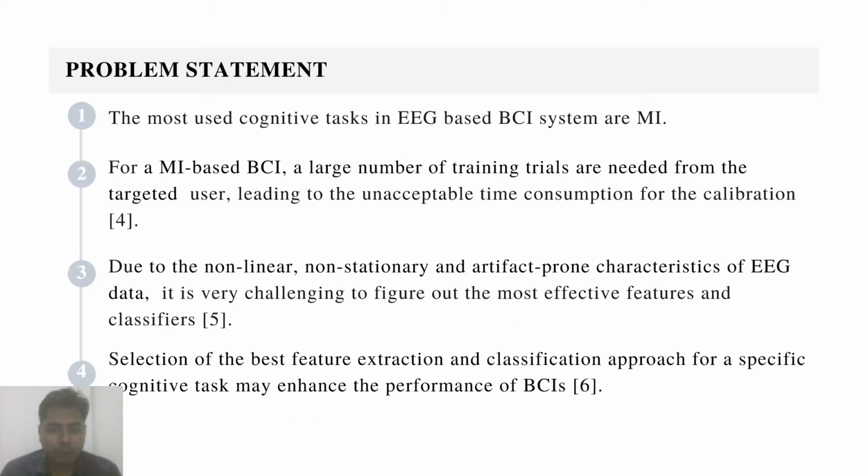There are some basic problems that happen when trying to implement this analysis. A large number of trials is needed to train the model and achieve high performance, which is very time consuming for calibration. The EEG data is non-stationary and non-linear, and it is very difficult to figure out the most effective features and classify this signal. The most suitable feature extraction and classification approach will increase the performance of the EEG signal.